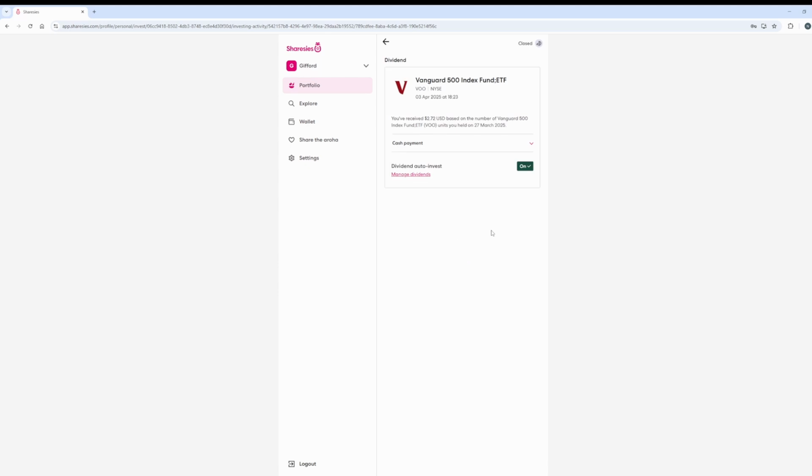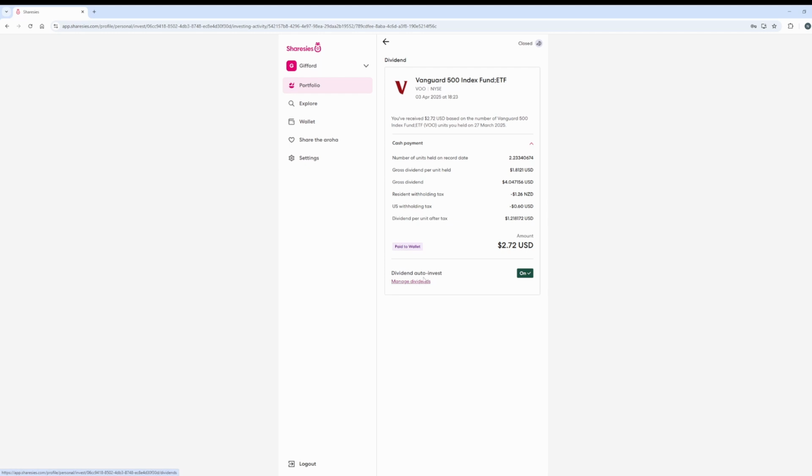The great thing, if you didn't know, is that when you click on here in Sharesies, it gives you a very good breakdown of what you actually pay. I received $2.72, but if you go over here, you can see the dividend payment was actually $4 US. Then we can see the dividend payment per unit, how many shares I held, and then the New Zealand tax system and also the US tax system. So it does take a little bit of money away from you. It's quite significant, right? It's like 30%.